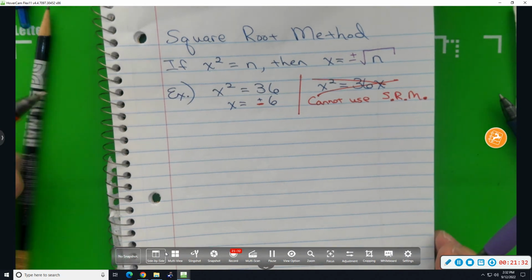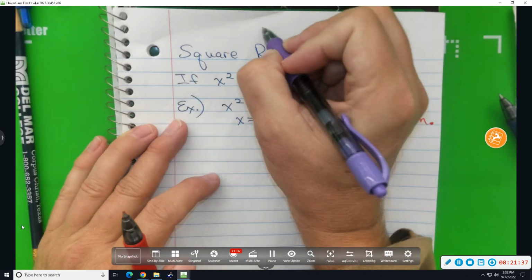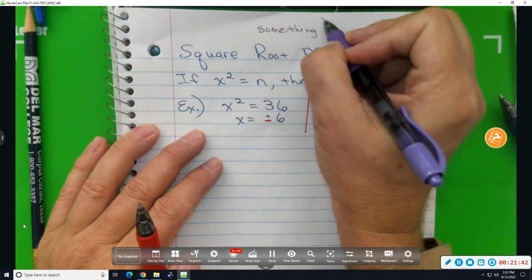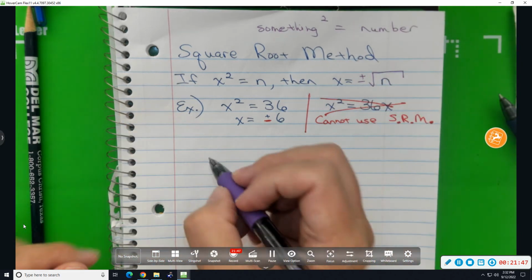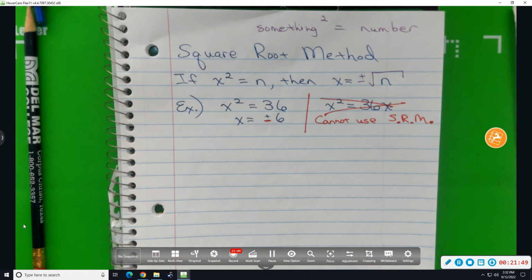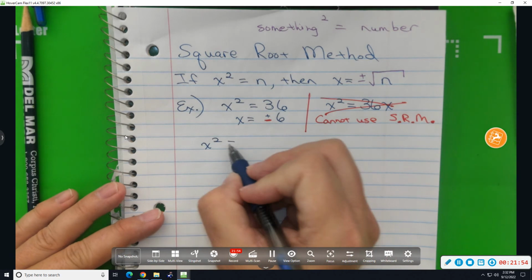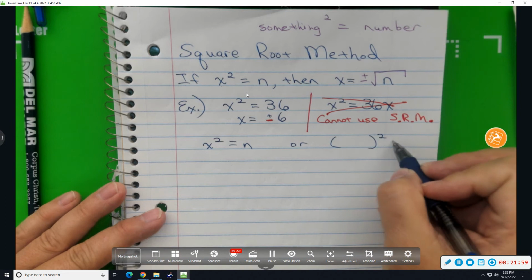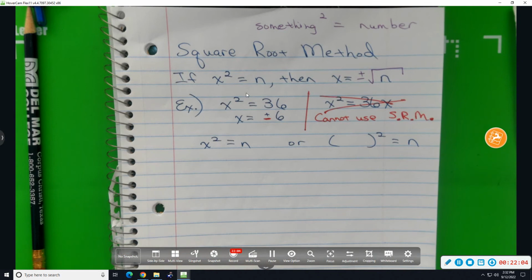Let's do one of the homework problems. But as long as the equation's in the form something squared equals a number, if you have something being squared equals a number, you can use the square root method. And realize for our purposes the equation will either look like just a variable being squared equaling a number, or maybe parentheses squared equals a number.